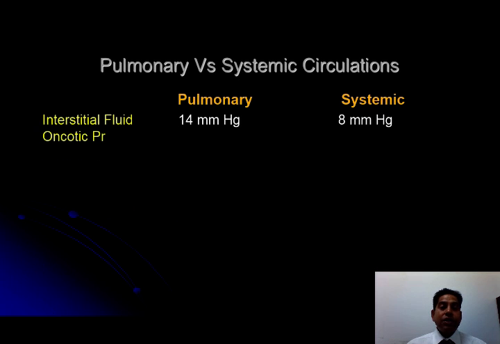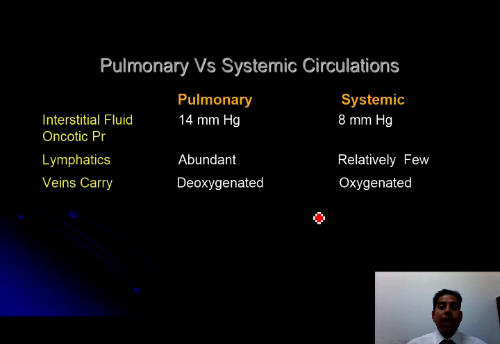So if you look at the interstitial fluid pressure, it is a lot higher in the case of the pulmonary circuit, whereas in the case of the systemic circuit, it is a lot lower. The lymphatics are abundant. This is again a feature which prevents the accumulation of fluid in the interstitial space, whereas they are relatively few in the case of the systemic circuits.